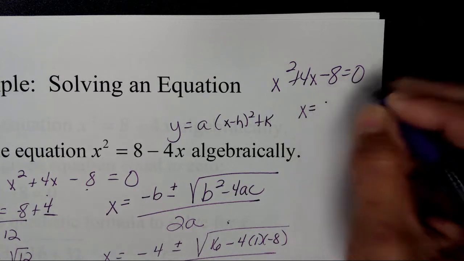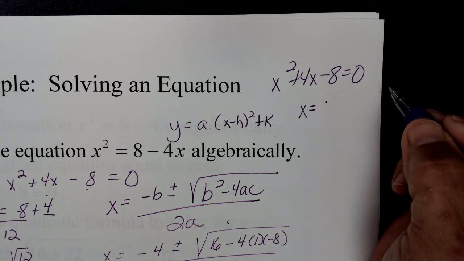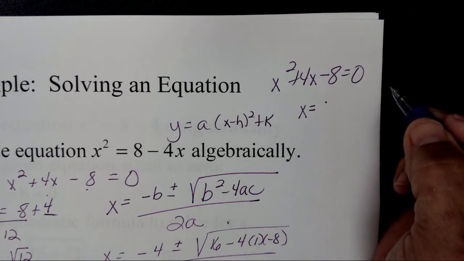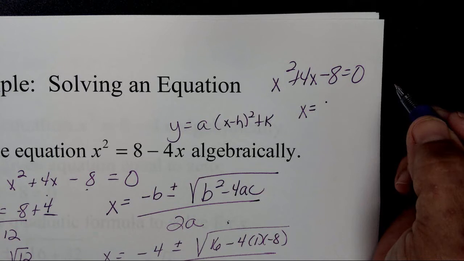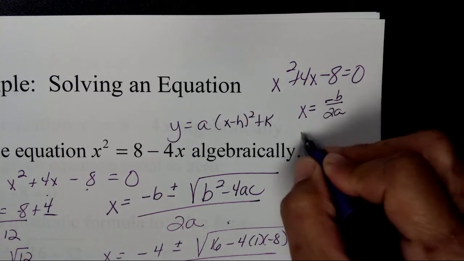What do I do with standard form to find the vertex? X equals what? What was my first step? Nope, you don't set something to 0 and something else to 0. What? It's negative b over 2a. X equals negative b over 2a.